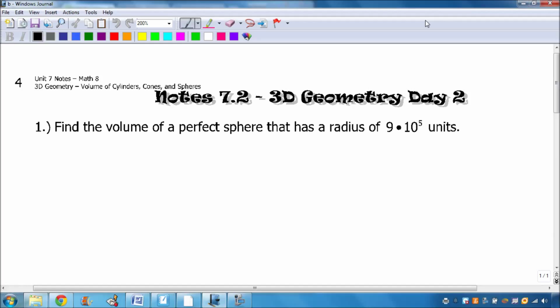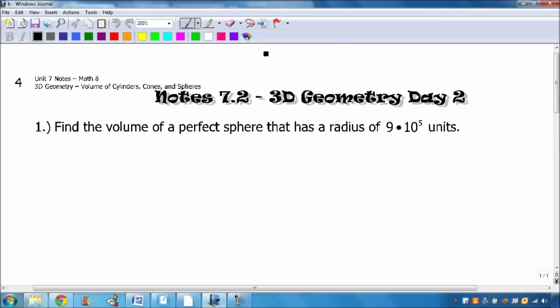Hi ladies and gentlemen, notes 7.2 are on 3D geometry day 2. Everything that we are doing here is review, but putting it all together is very tricky. So please make sure that you are paying attention and you rewatch things that may be confusing to you, okay?